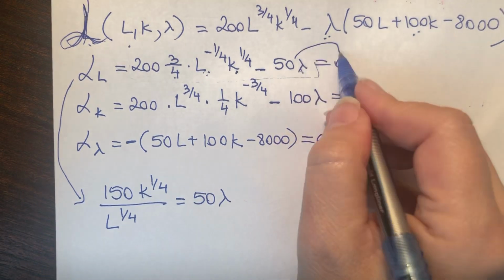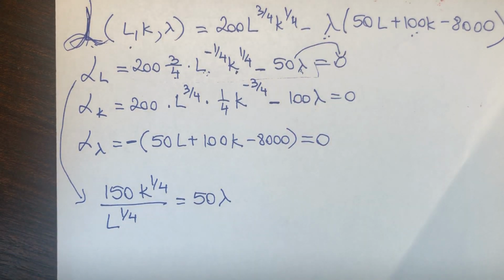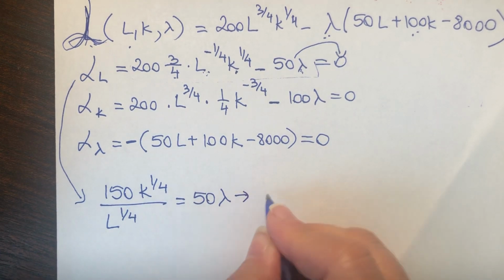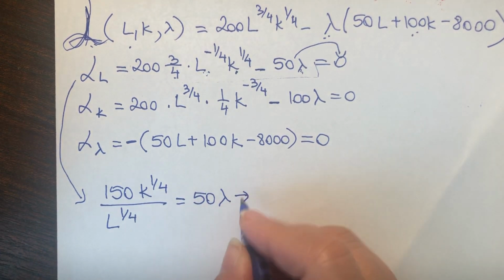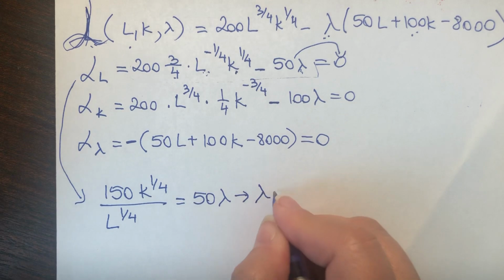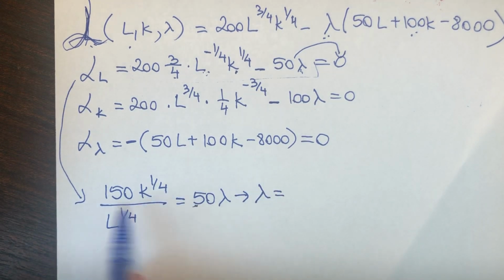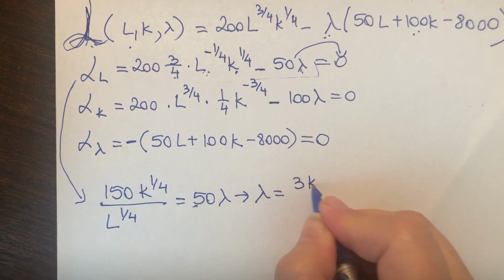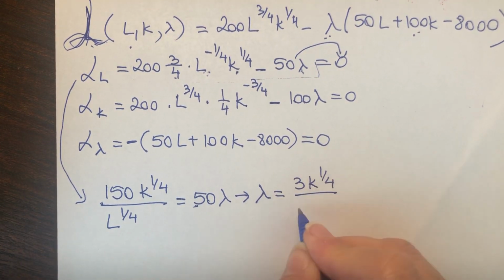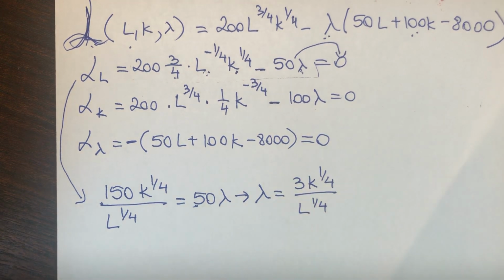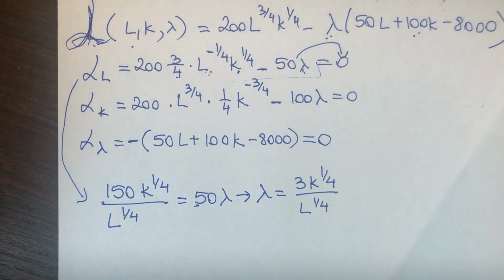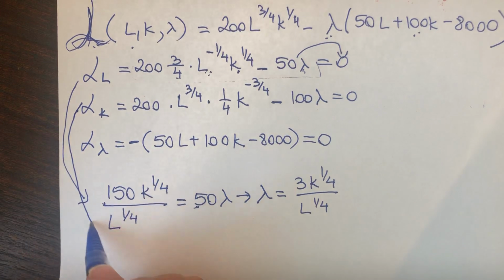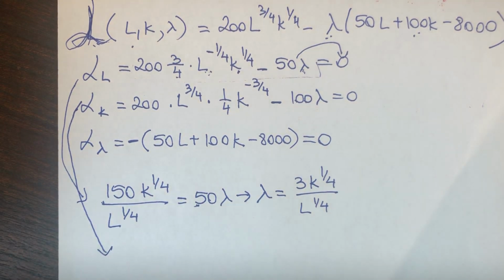Because we set it equal to 0, we'll move this over. One more thing to do to get to lambda is to divide by 50. So lambda, if I divide both sides by 50, or multiply by 1 over 50 if you want, lambda is 3 K to the 1/4 over L to the 1/4. Not that bad. Now let's take the derivative with respect to K and do the same thing.